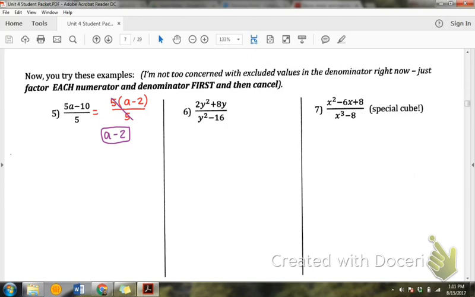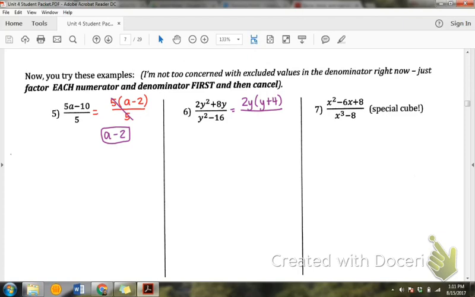Okay, Alyssa, what did you factor out of the numerator? 2 what? 2y, okay? So in the numerator we pull out a 2y, which leaves us with y plus 4. Brooklyn, what about the denominator? What does that factor to? Did you say I don't know?